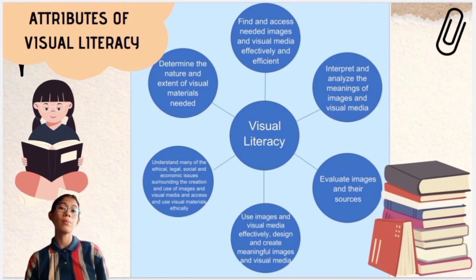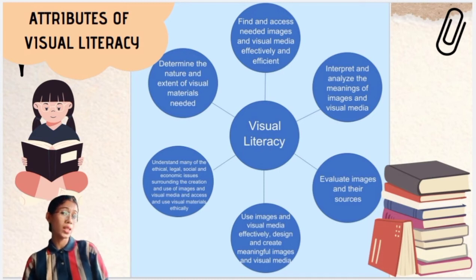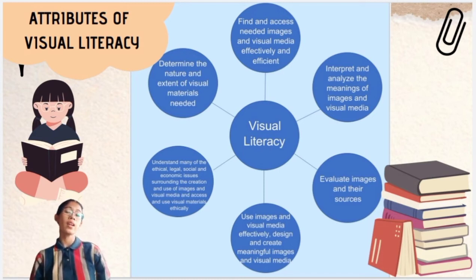To design and create meaningful images and visual media, what type of image do you need? What resources will you use to create what you need? Understand many of the ethical, legal, social, and economic issues surrounding images and visual media. Can you find the attribution information needed for that image? Do you know how to size the image properly? And if not, how can you figure that out?